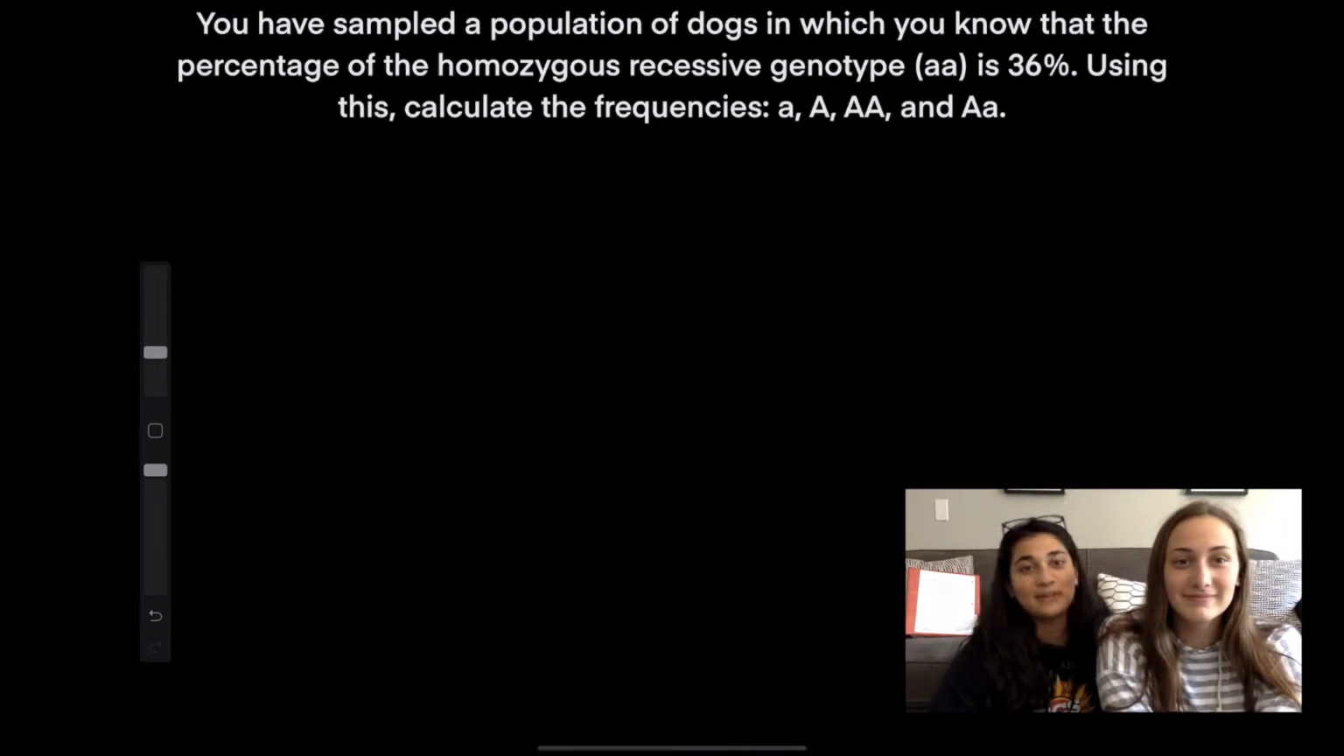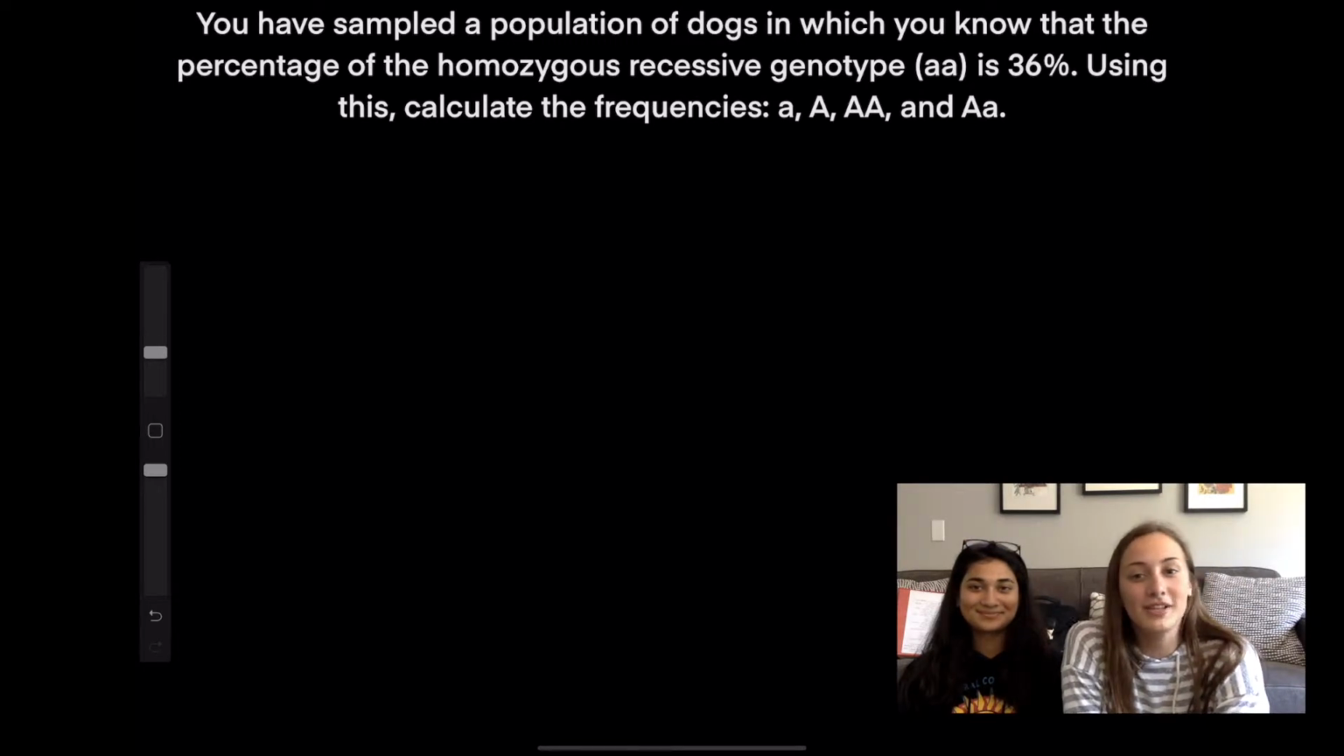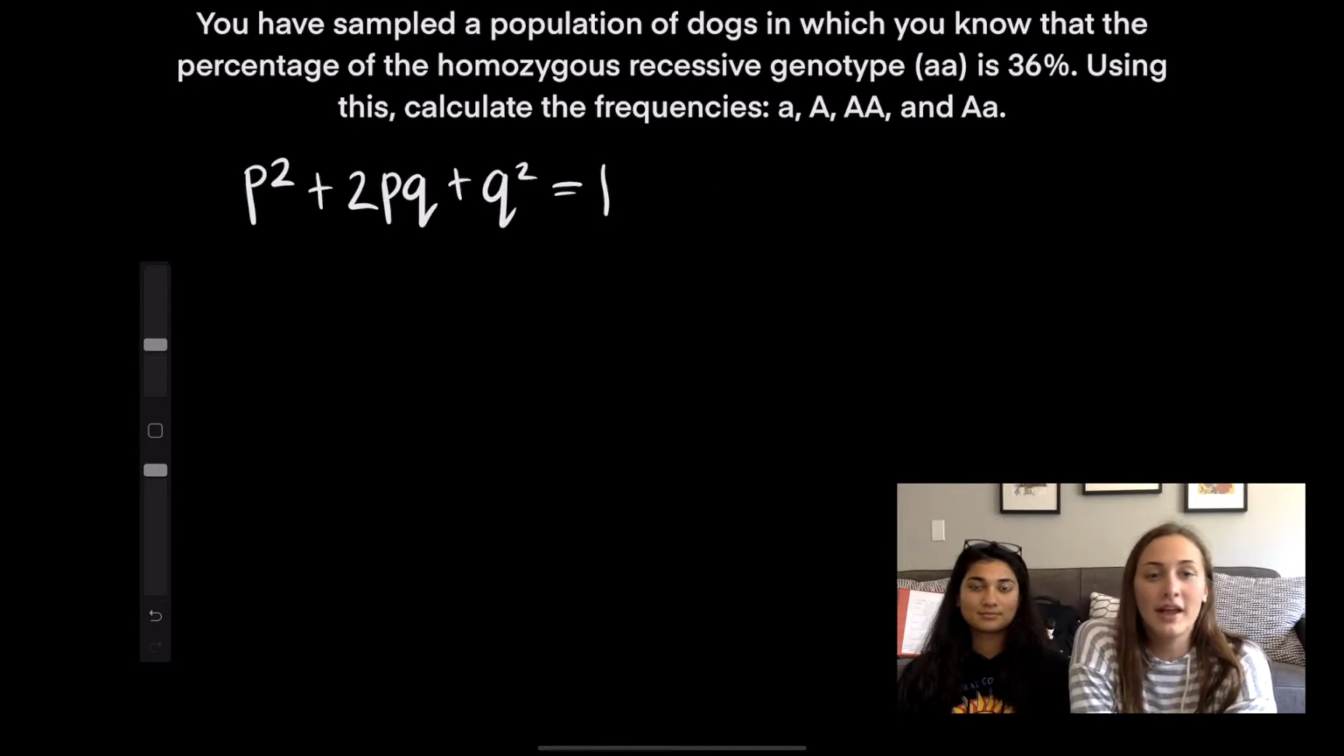You have sampled a population of dogs in which you know that the percentage of the homozygous recessive genotype, small a small a, is 36%. Using this, calculate the frequencies of small a, big A big A, big A small a. Like mentioned earlier, the two equations you need to know for Hardy-Weinberg are p squared plus 2pq plus q squared equals 1 and p plus q equals 1.